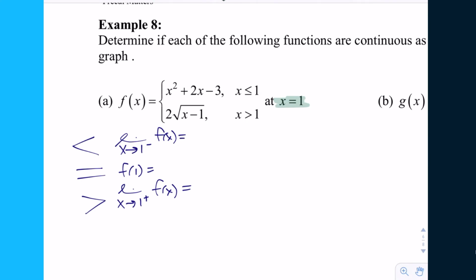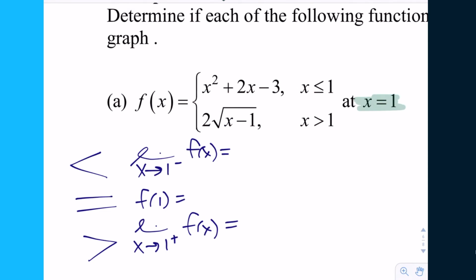Watch this. What is the limit as x goes to 1 from the left? Well, left of 1, it's defined to be the parabola. So just plug in your 1 into x squared plus 2x minus 3. What do you get? Plug this 1 in right here for x. You get 1 plus 2 is 3. 3 minus 3 is 0. So this parabola is coming in and it's stopping at the point (1, 0). So the y value is 0.